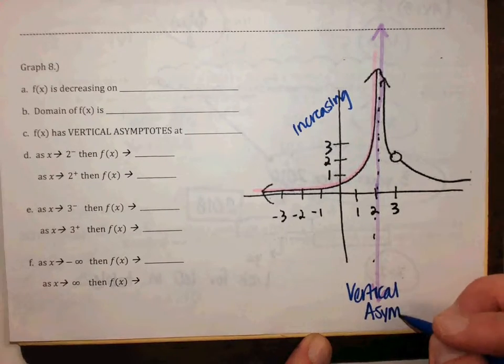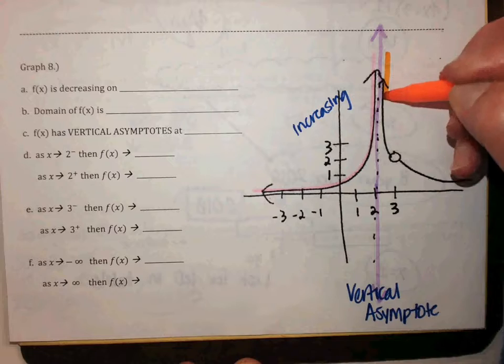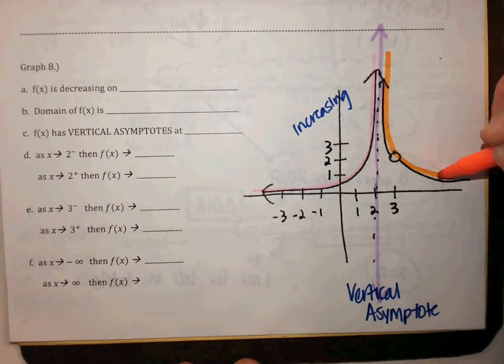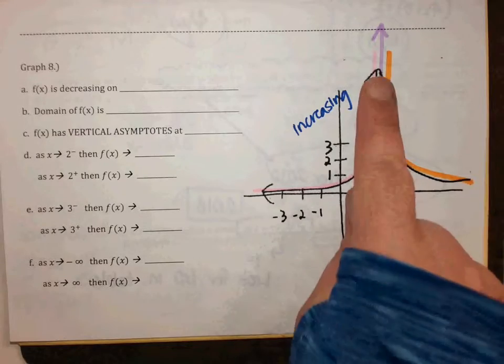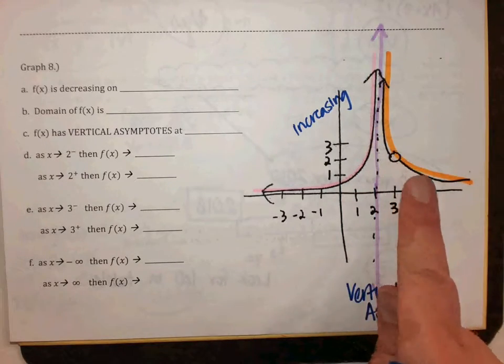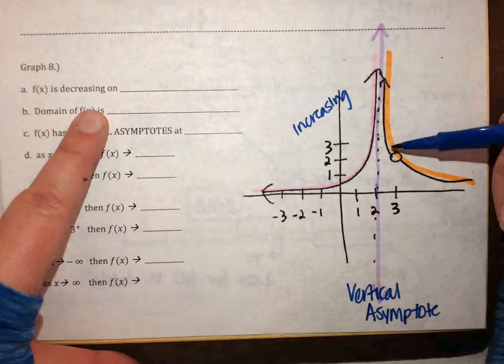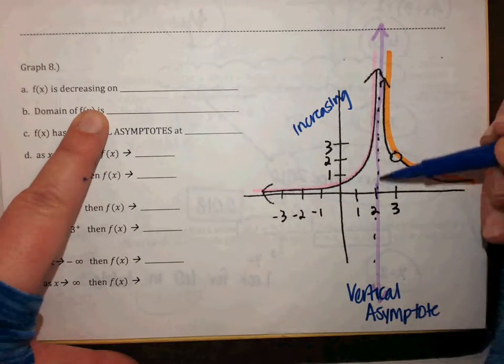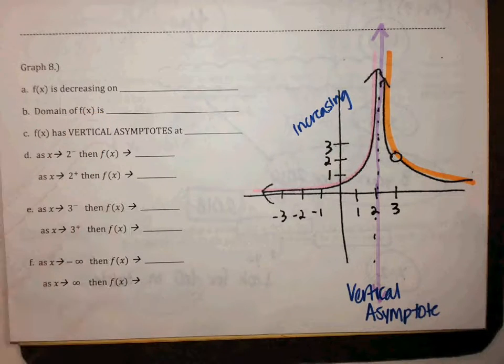Okay, then after the asymptote, I have to pick up my pencil again. I'm going to pick a different color. We'll do orange. Okay, I start up here. Am I decreasing? Yes. The orange side counts as decreasing because what are my y values doing? They're getting smaller. So I would say from, where did my asymptote start? 2 until infinity.